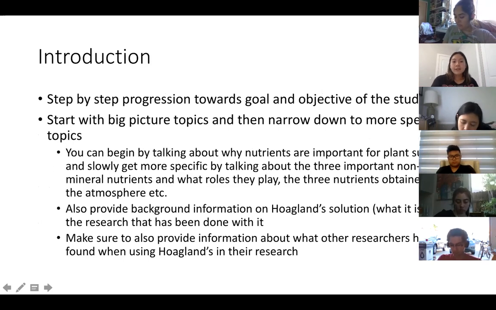Okay, so now for the introduction. This is a step-by-step progression towards the goal and the objective of the study. So you're gonna wanna start with big picture topics and then narrow down to something more specific.